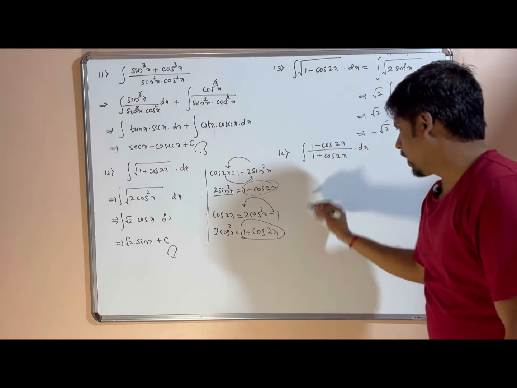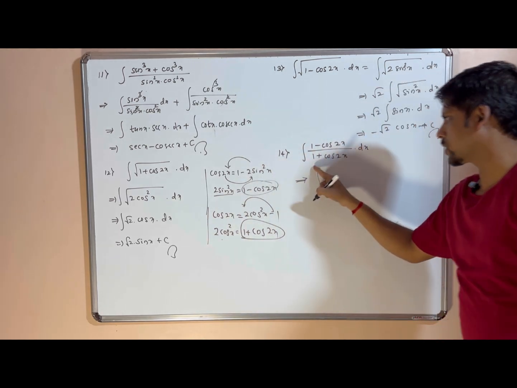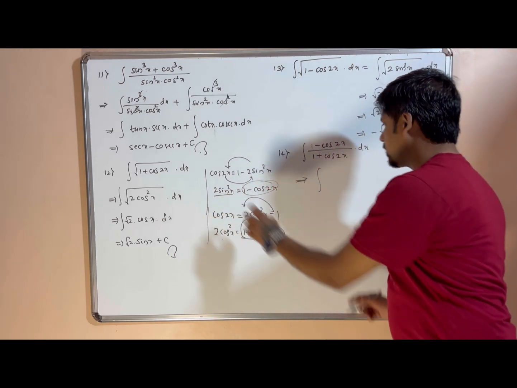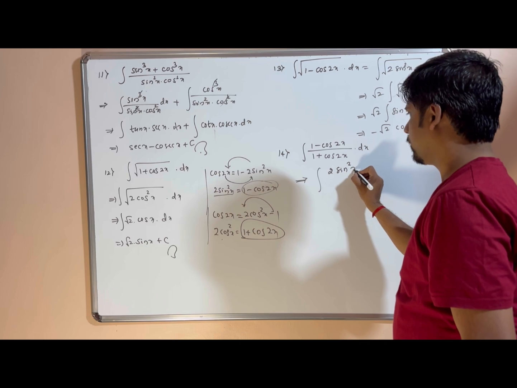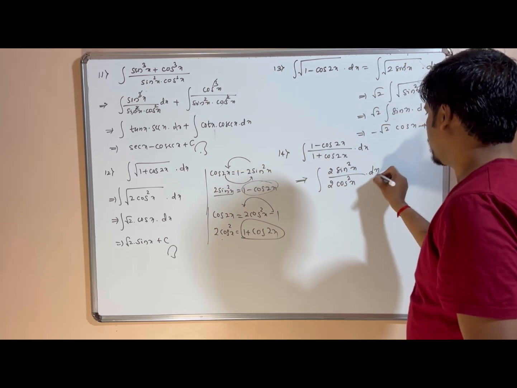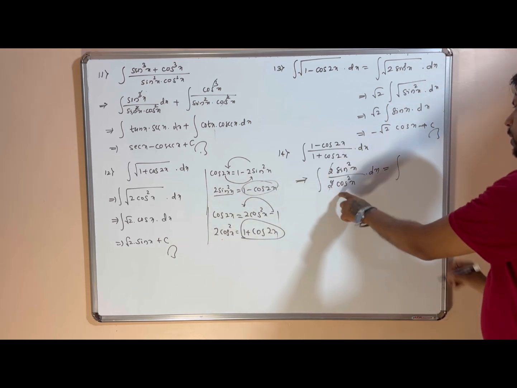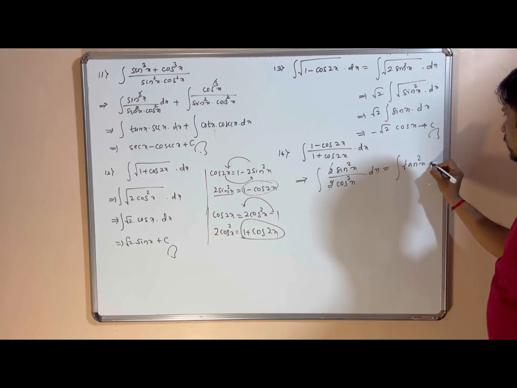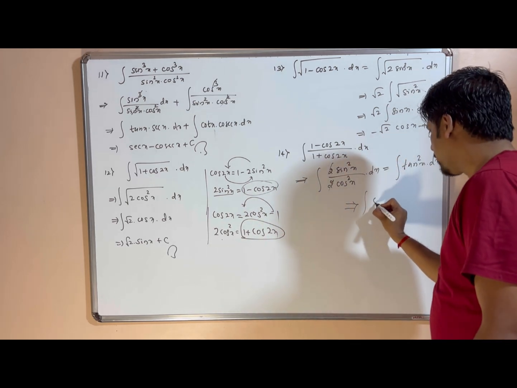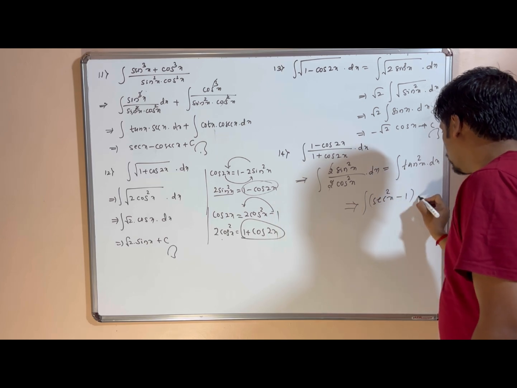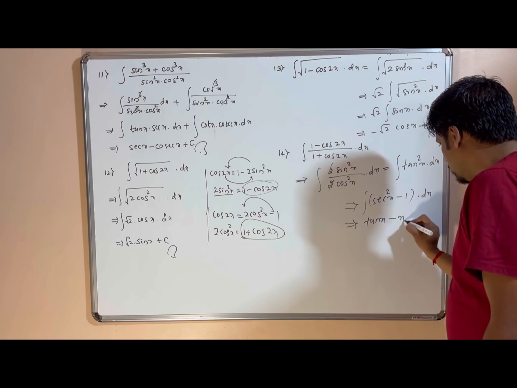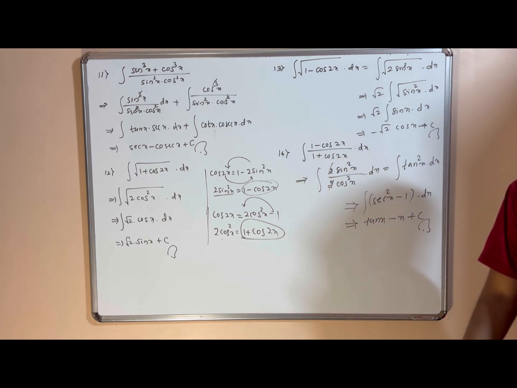And again here we have integration of 1 minus cos 2x divided by 1 plus cos 2x. Using the formula, 1 minus cos 2x is 2 sin square x, and 1 plus cos 2x is 2 cos square x, into dx. The 2 cancel, and sin square by cos square is tan square x into dx. Tan square integration is not direct, so use a trigonometry identity: sec square x minus 1 into dx. Sec square x integration is tan x, minus 1 integration is x, plus c, which is the required solution.